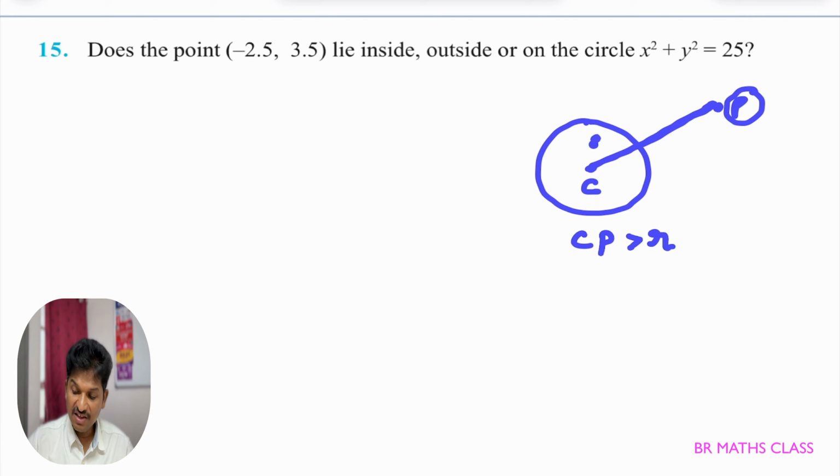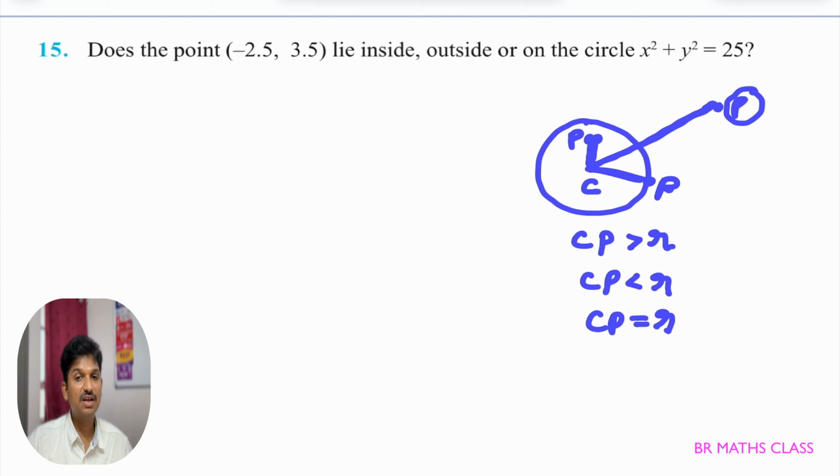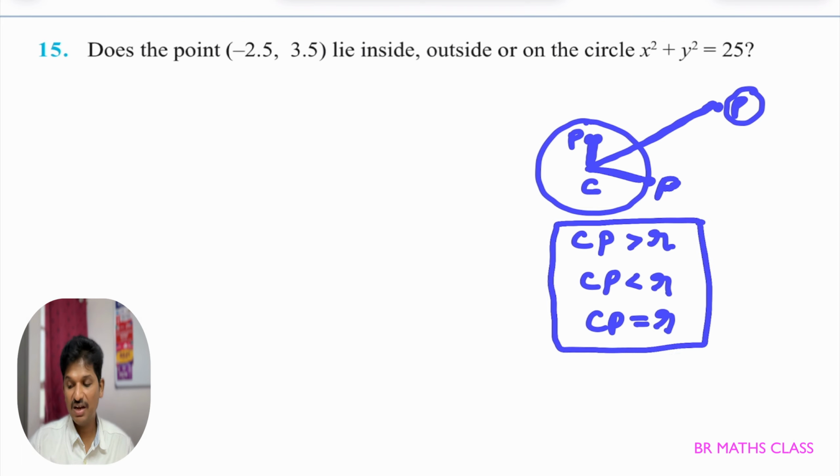Suppose point P lies inside, I'll calculate CP. If point P lies inside, obviously CP is less than R. If CP is less than R, then we say point lies inside the circle. If CP equal to R, that means point lies on the circle. You need to know these 3 points. To decide the given point lies inside or outside or on the circle, we will calculate CP and R. If CP is greater than R, the point lies outside the circle. If CP is less than R, point lies inside the circle. If CP equal to R, the point lies on the circle.